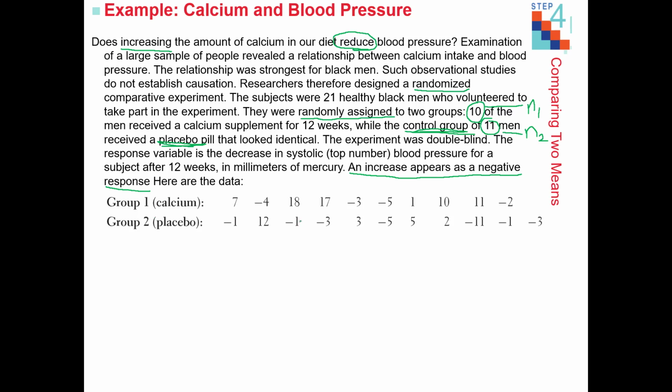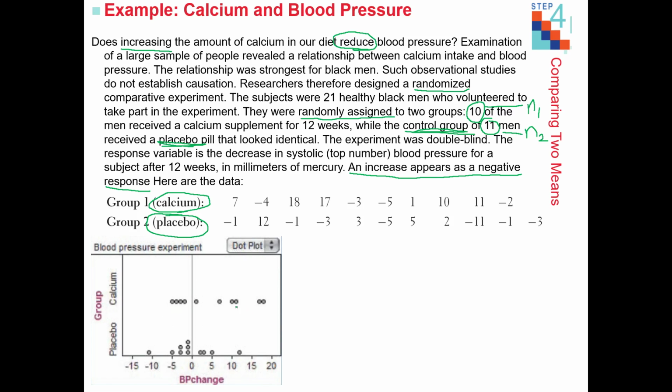So group 1 with the calcium, we are seeing, let's see, 7, -4, 18, 17, -3, -5, 1, 10, 11, -2. So right now what I want you guys to do is actually pause and put this data into your calculator in one column in either the Inspire or the 84. And then you want to go and do the same thing for group 2. And if you're on the Inspire, meaning you can label those columns, you should name one calcium and name the other placebo, and that'll make it really easy to go through all the steps that you want to do here.